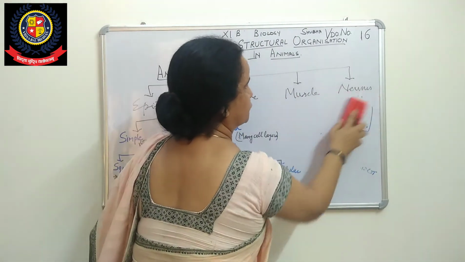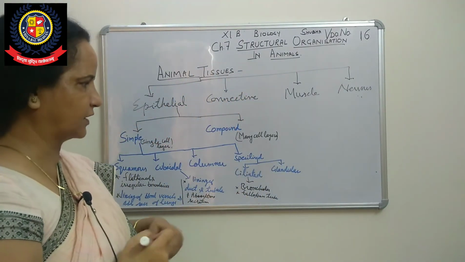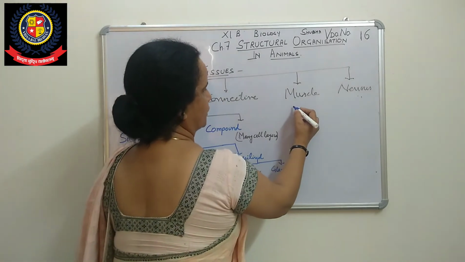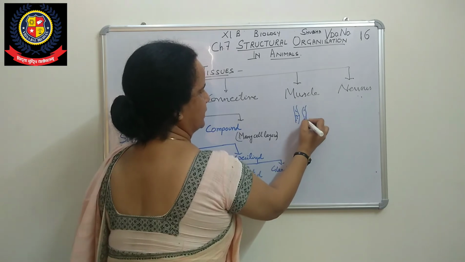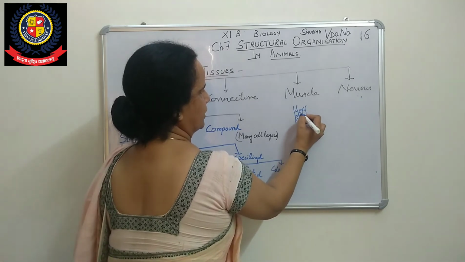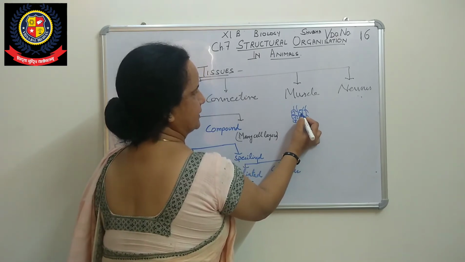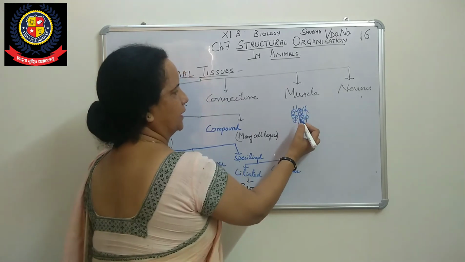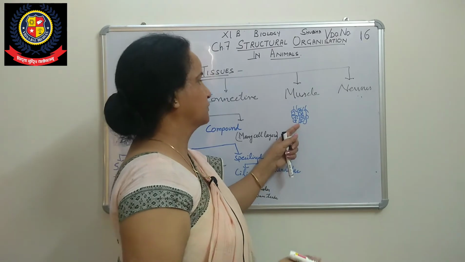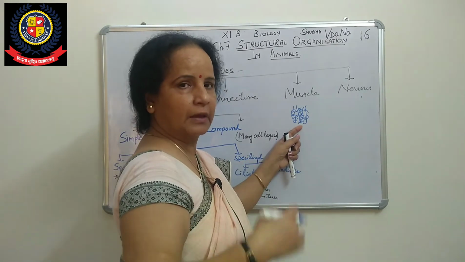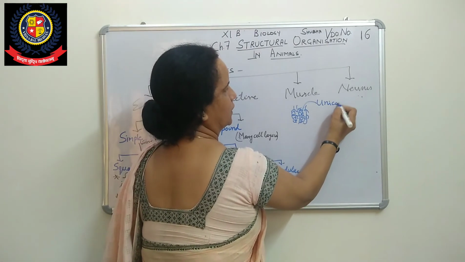In glandular tissue, there are two types: one is unicellular, and the second is compound or multicellular. When we talk about unicellular, suppose a number of cells are there, and single cells are able to produce secretion. These single cells produce enzymes and other chemicals that are being secreted. That time it is called a unicellular gland.